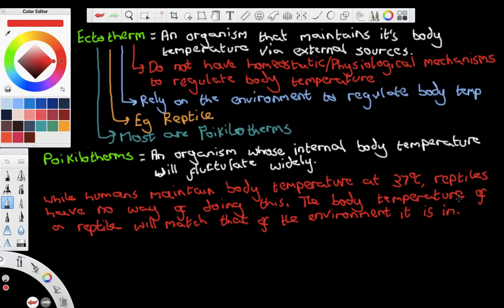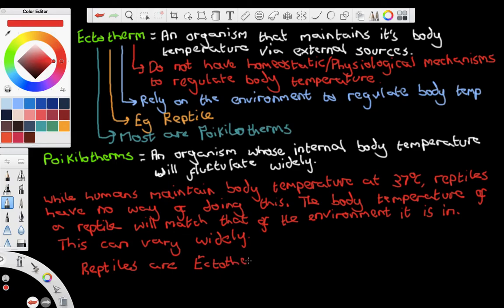So if you are a poikilotherm, your body temperature will match that of the environment. So we can say that this can vary widely. Reptiles are ectotherms and poikilotherms.